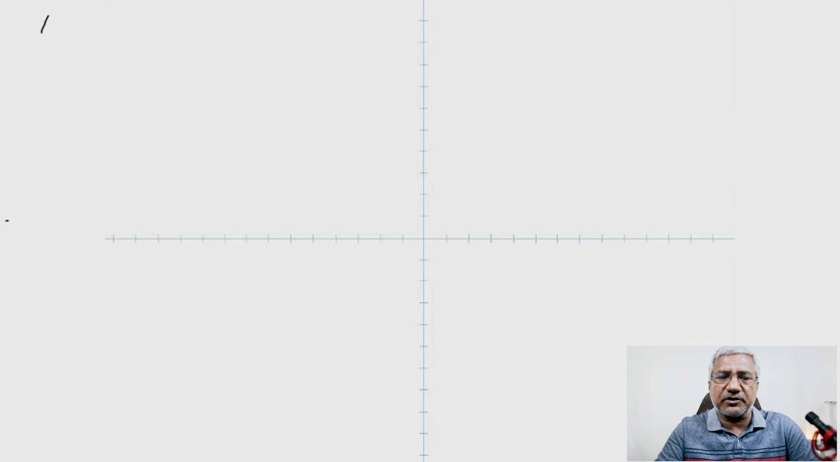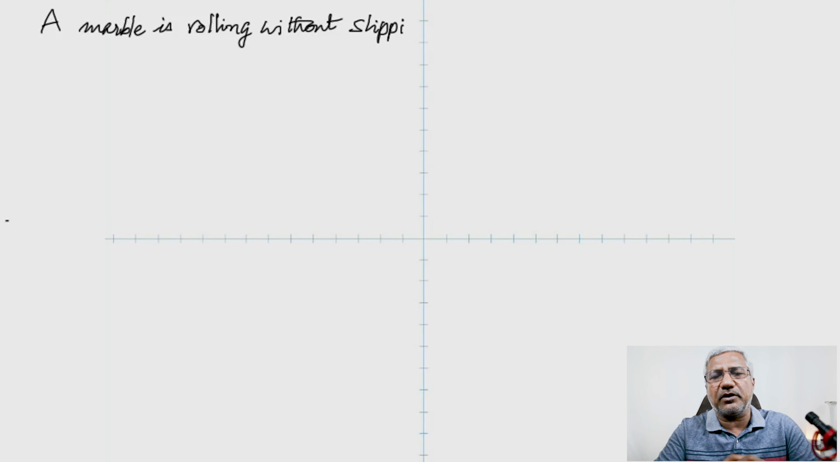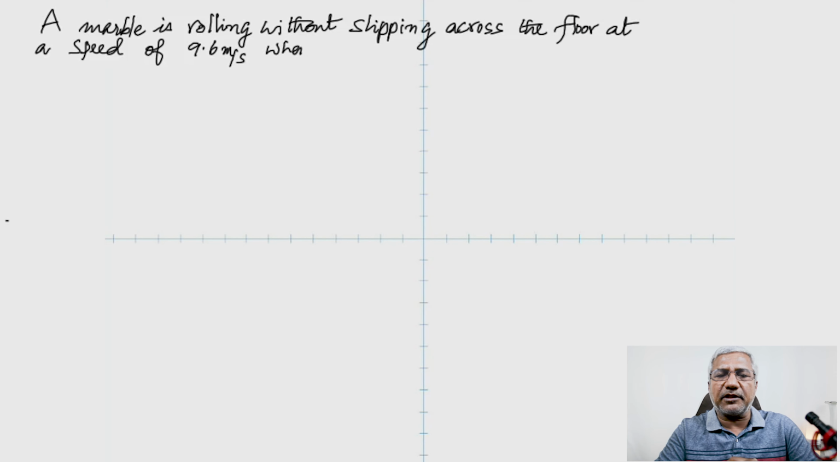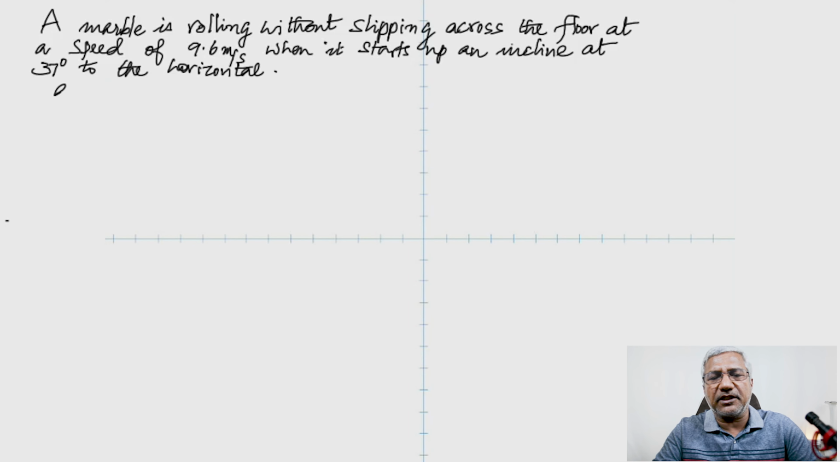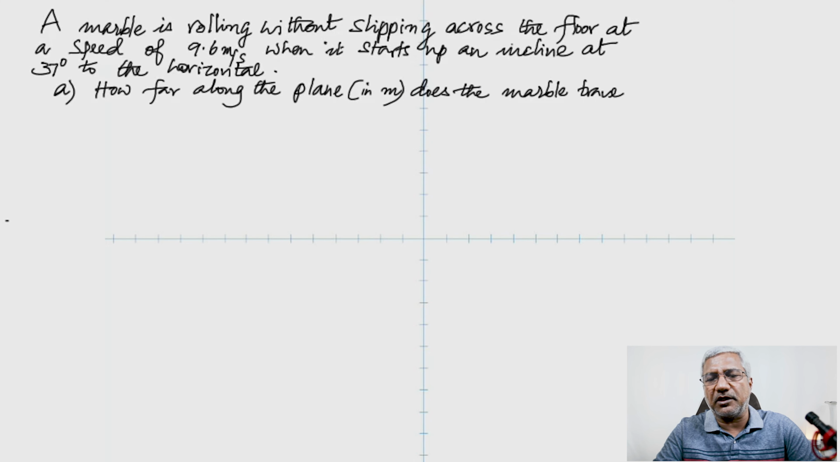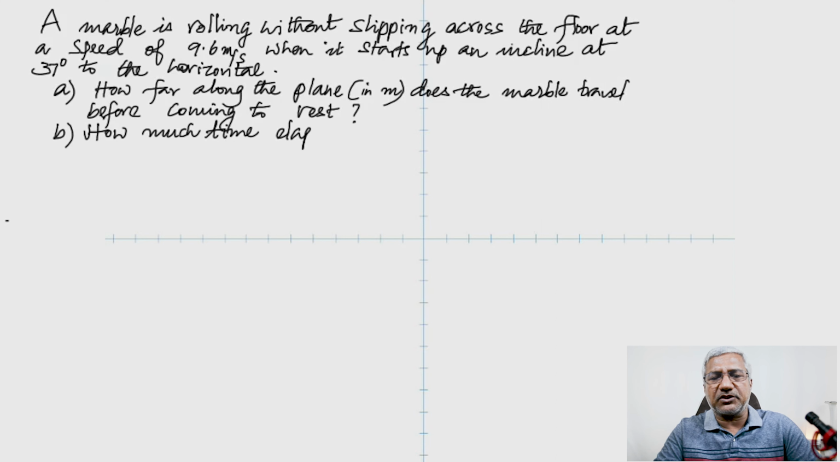Let's look at the next one. What do we have here? Okay, so this is kind of moving very slowly. So a marble is rolling without slipping across the floor at a speed of 9.6 meter per second when it starts up an incline at 31 degrees to the horizontal. A. How far along the plane in meter does the marble travel before coming to a stop? And B. How much time elapses while the marble moves up the plane?